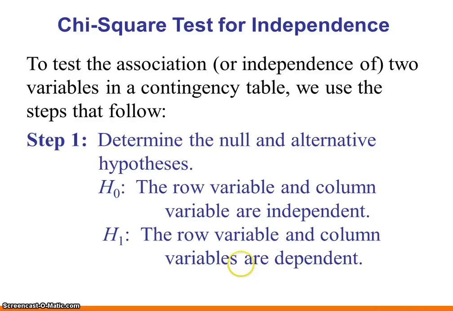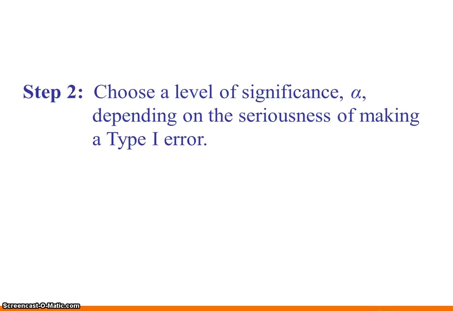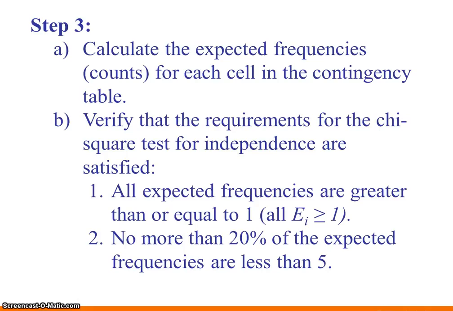again, step 1 is to determine the null and alternative hypothesis. Remember, in this case, the null and alternative hypothesis will always be the same: that the row variable and column variable are independent, or the alternative hypothesis will be that the row variable and column variable are not independent, or in other words, dependent. So again, the alpha level should be given to you unless otherwise stated, right? It will be 0.05. And then calculate the expected frequencies.